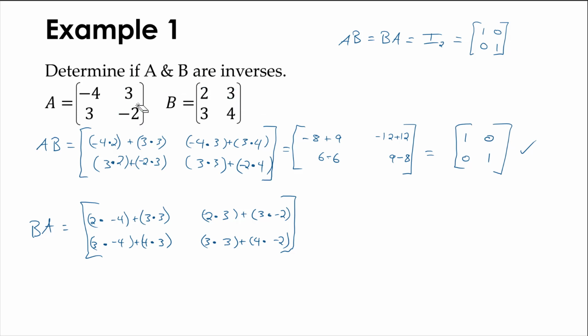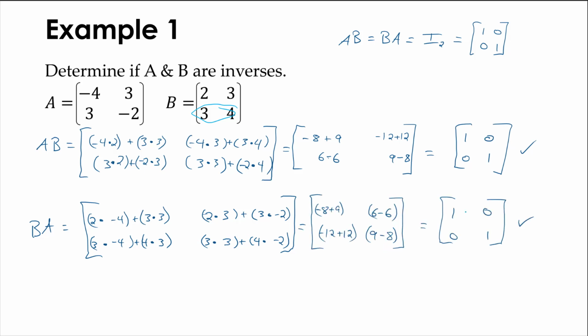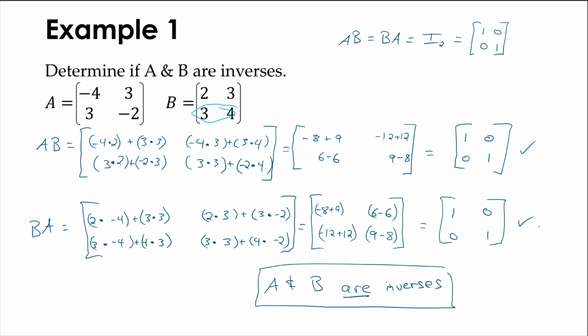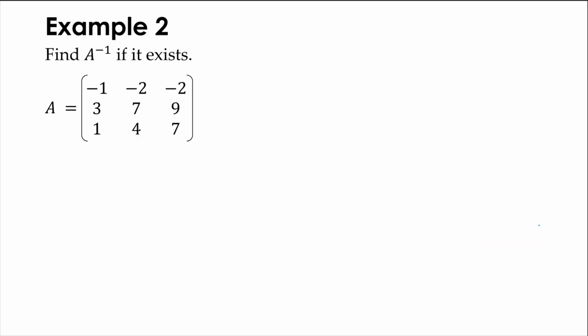And the same thing then when I look at my bottom row, first and second columns, how we get these two elements here. And when I start reducing those down, I get the identity matrix again for a 2 by 2. So A and B are inverses indeed, all right? Okay, now let's take a look at a 3 by 3, finding A inverse if it exists.